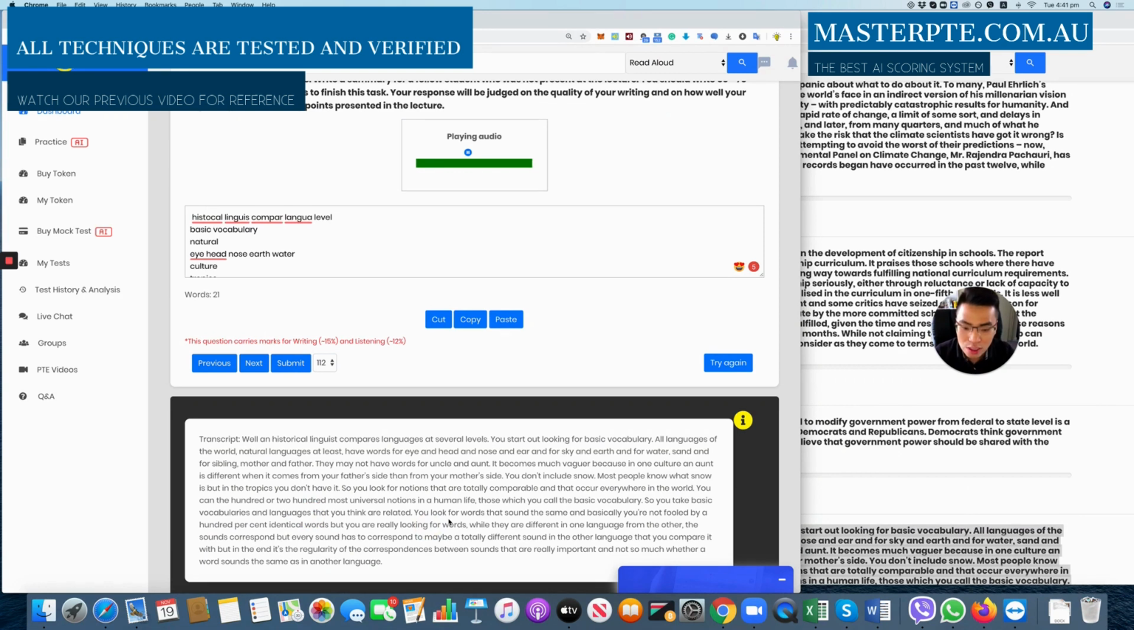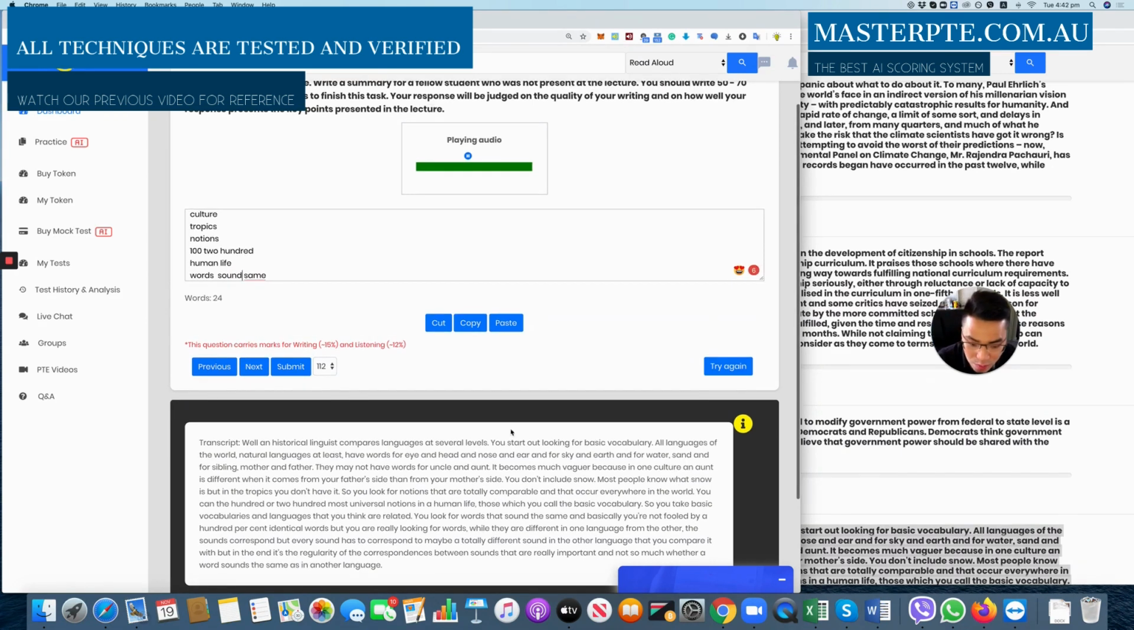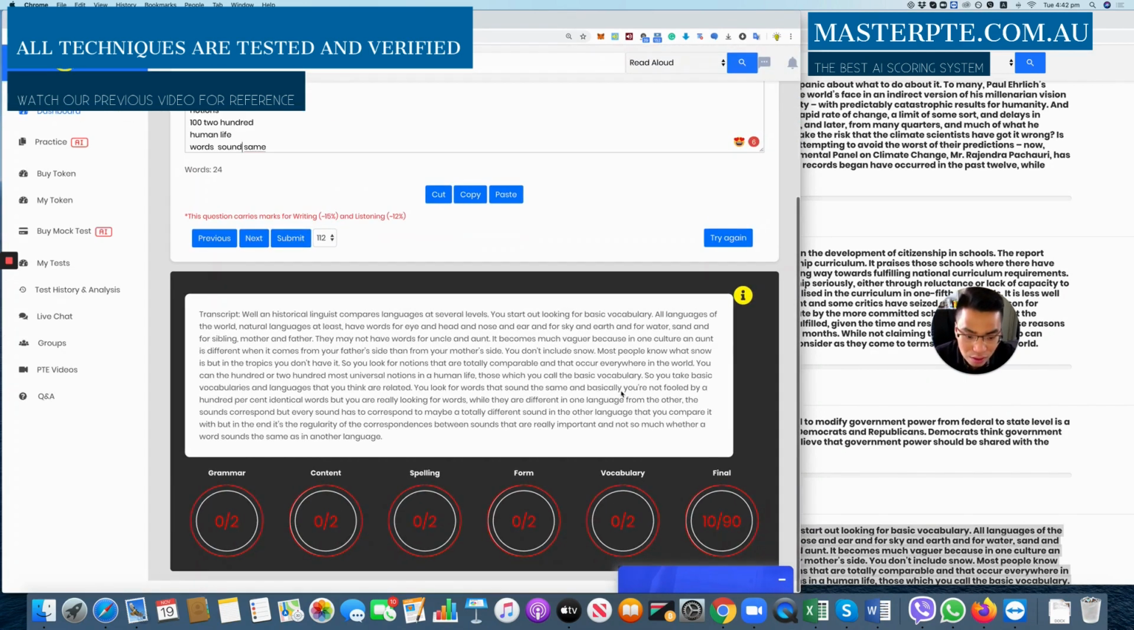You look for words that sound the same. So this one here is repeated one more time, so this time I'm gonna put it down. Words sound the same. You can just add the word "the" later when you write it. If you don't write that down, you're gonna lose points for grammar. Basically, you are not fooled by 100% identical.